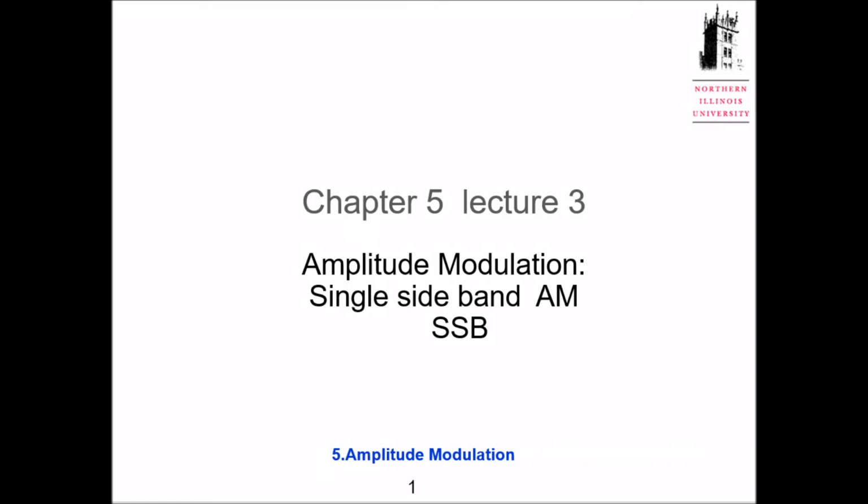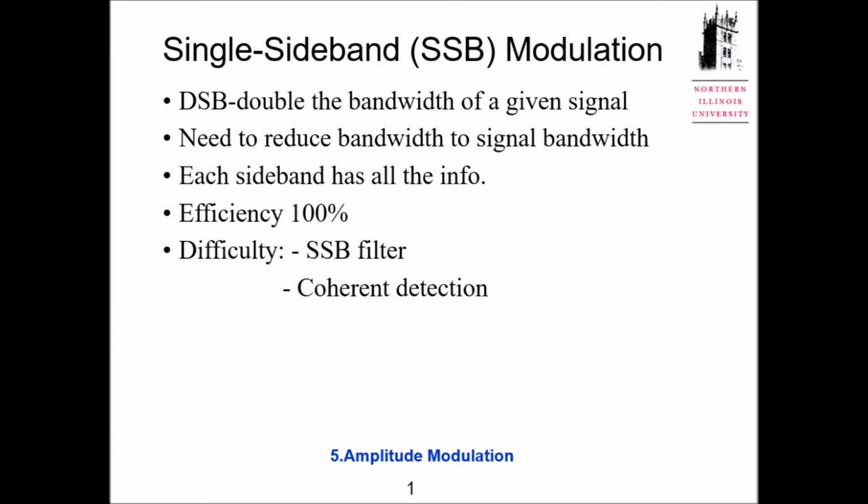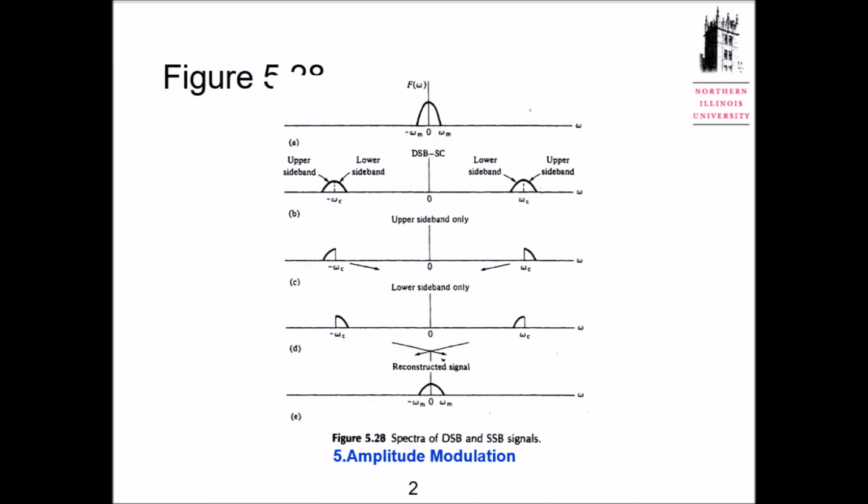So last time we talked about how we want to even reduce the bandwidth for the AM signal. So that brings us to the third one in this family, single sideband. Okay, we mentioned last time, no matter whether you have upper sideband only or lower sideband only, you can recover the original signal. So it means one sideband is sufficient for our information transmission to the channel. Therefore, we can just transmit one sideband.